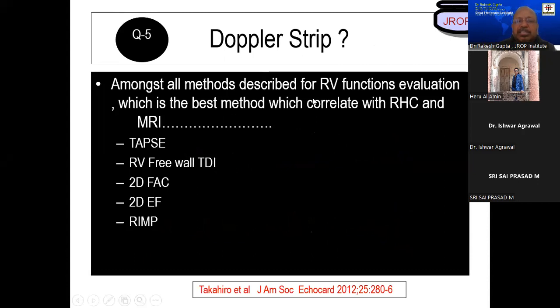Amongst all methods described for RV function evaluation, which is the best method to correlate RHC with MRI? Is it TAPSE, RV free wall TDI, two-dimensional fractional area change, two-dimensional ejection fraction, or RIMP?